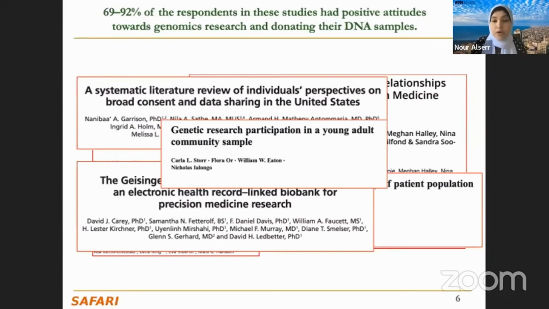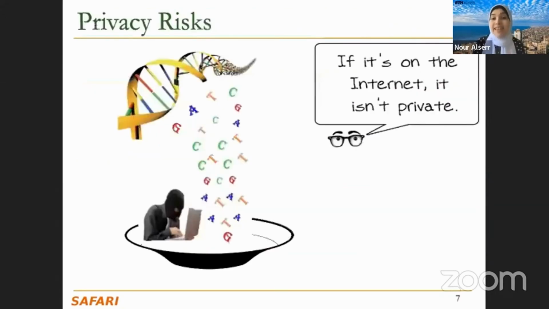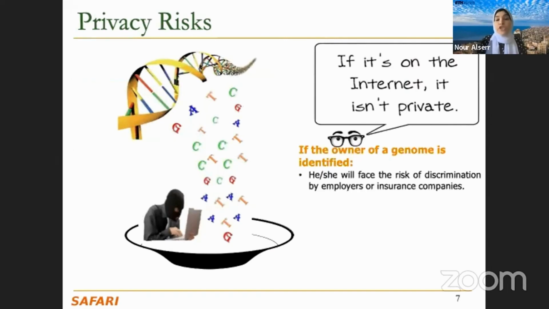Here, we are talking about one of the challenges, which is social, not technical. We are talking about data privacy. Given the sensitive nature of genomic information, sharing these genomic datasets with sensitive genetic or medical information of individuals can, of course, be misused if it lands in the wrong hands. They can do a lot. What are these risks? For example, if the owner of a genome is identified, then he or she will face the risk of discrimination by employers or insurance companies.